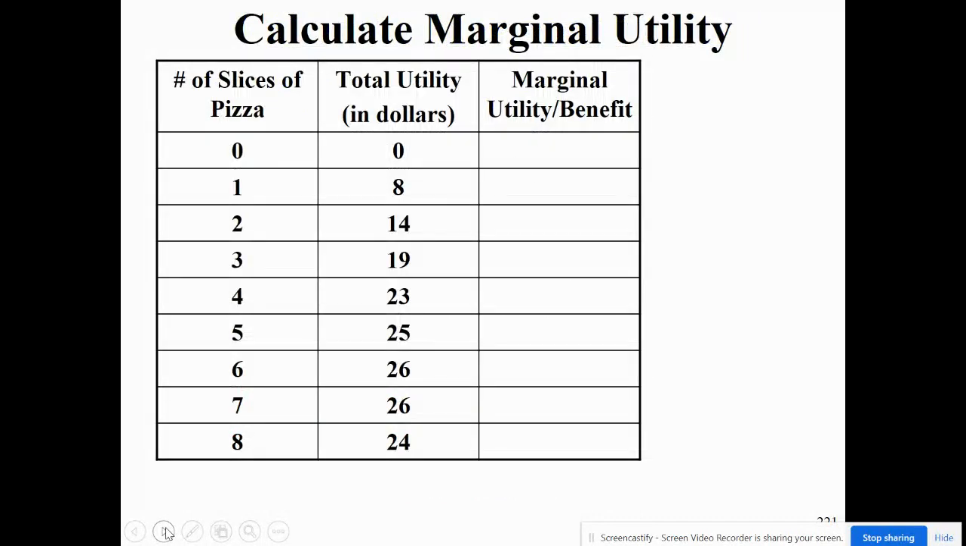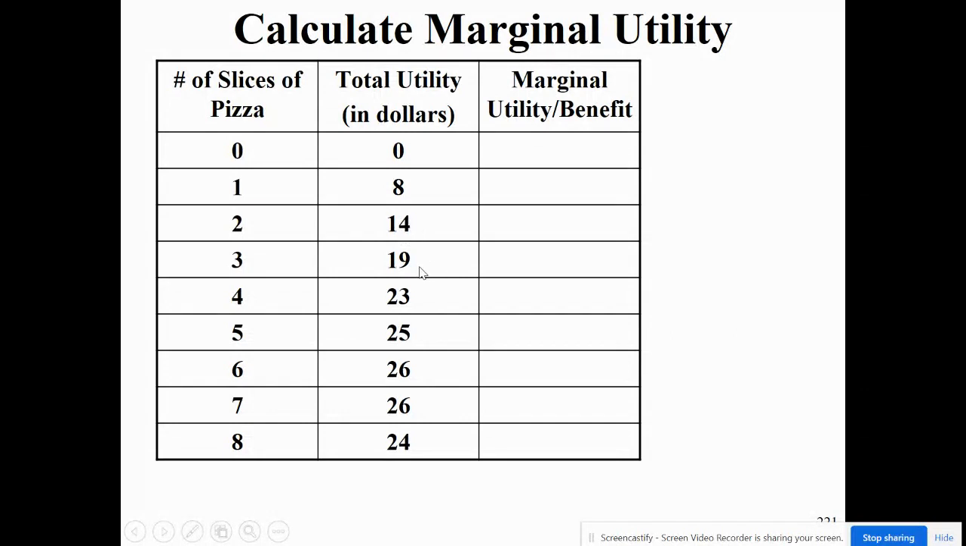So let's take a look here. This is the number of pizzas, and we want to look at what our satisfaction is. Here in dollars, we have our total utility. The first one gives me a total utility of 8. The second one gives me a total utility of 14, which technically means my marginal utility for the first slice of pizza is 8, but my second slice of pizza only gives me 6.